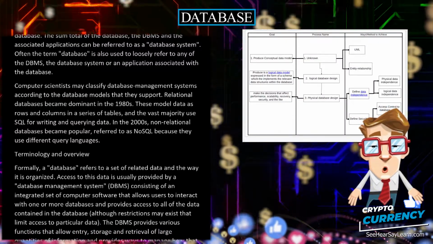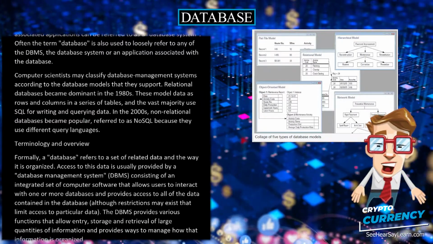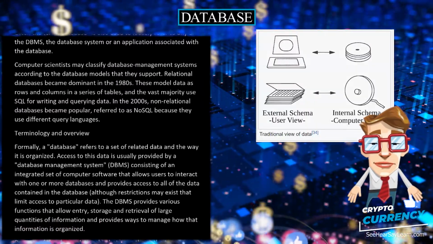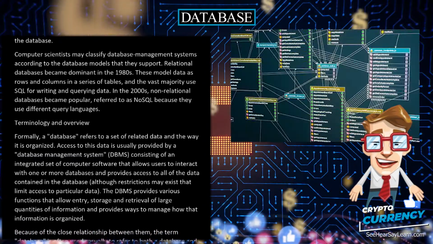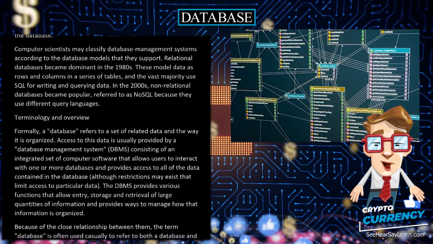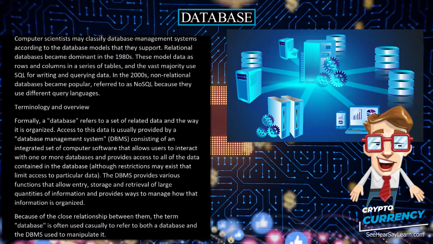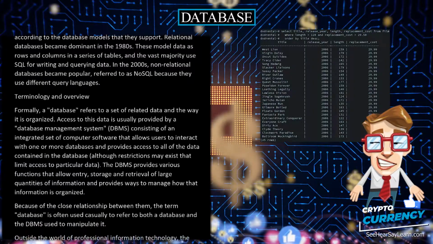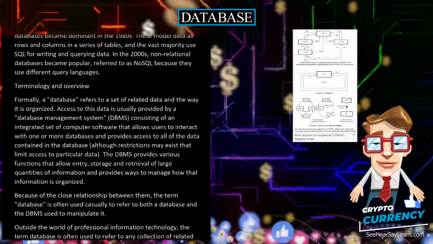Computer scientists may classify database management systems according to the database models that they support. Relational databases became dominant in the 1980s. These model data as rows and columns in a series of tables, and the vast majority use SQL for writing and querying data. In the 2000s, non-relational databases became popular, referred to as NoSQL because they use different query languages.